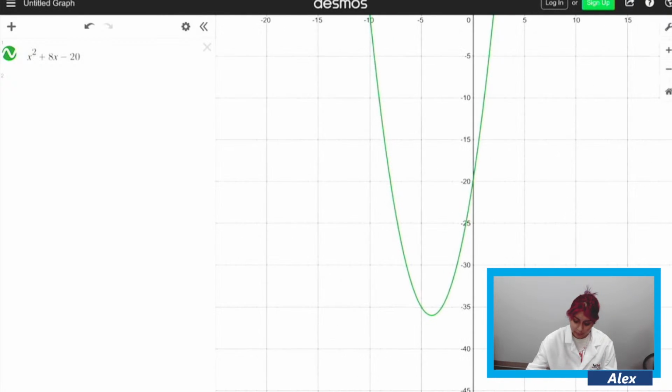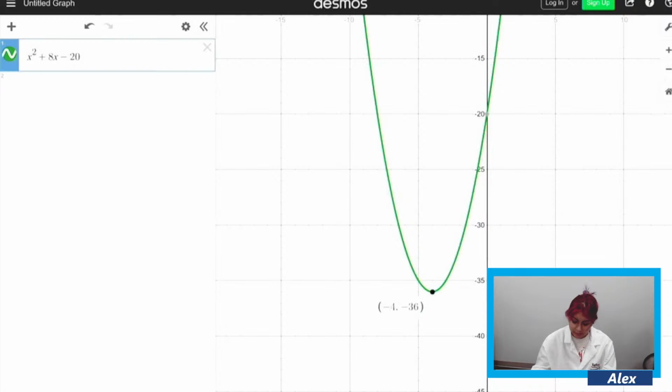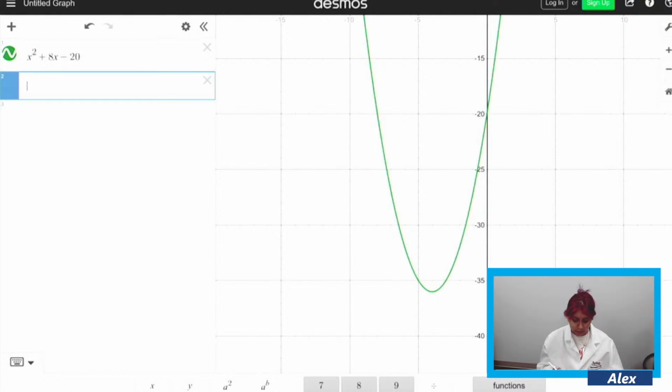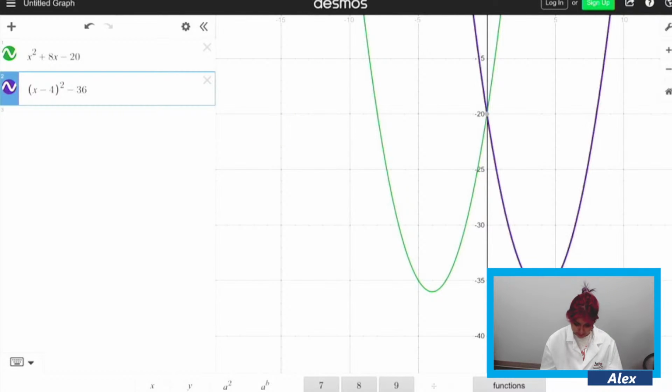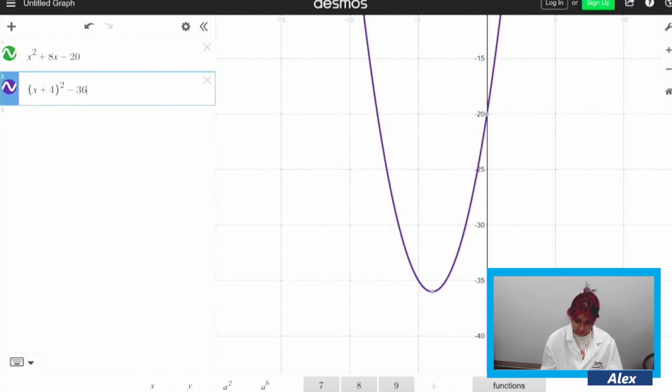So here we have a parabola with its vertex at minus 4, minus 36. The form that we had for this one was x minus 4 quantity squared minus 36. Sorry, x plus 4 quantity squared. And as you can see, that's the same as our original equation, except this time in vertex form, we can see immediately where the vertex should be.